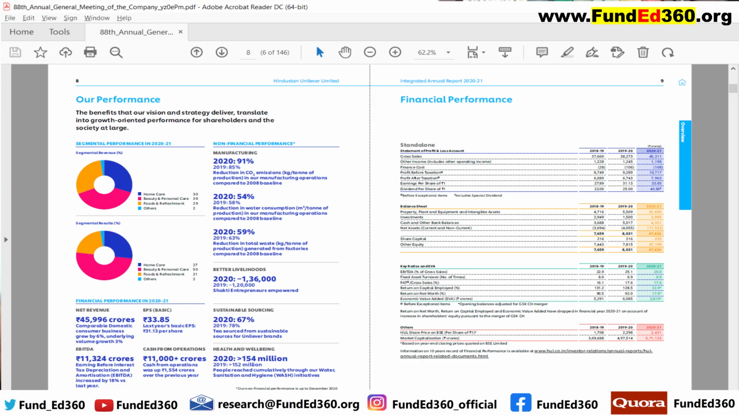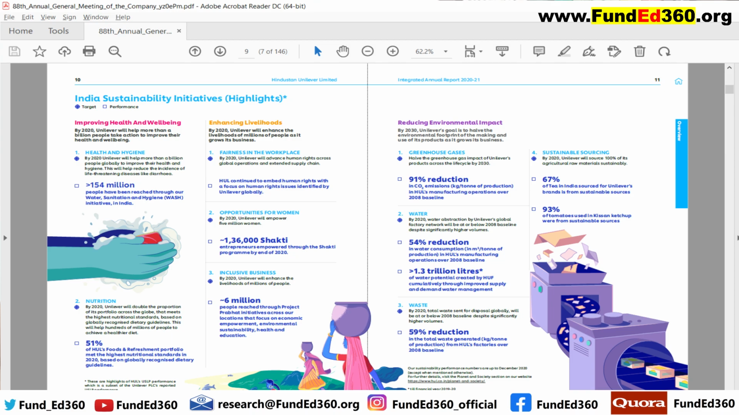In the case of HUL, the performance section generally has two subcategories. One is the financial performance, and the second is the Unilever Sustainable Living Plan. Financial performance shows the highlights of the profit and loss statement, balance sheet, key financial ratios, share price details, etc. The Unilever Sustainable Living Plan deals exclusively with the company's initiatives with respect to the promotion of sustainability and reduction of environmental impact. These kinds of things you can find in many mining companies also.